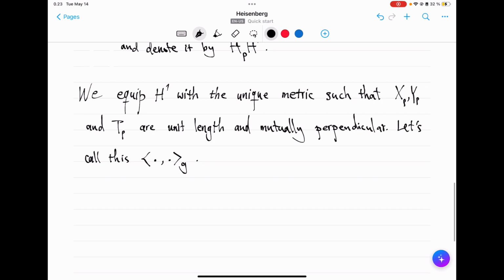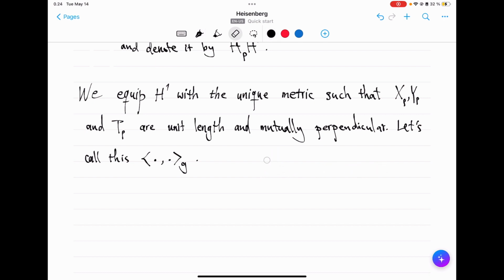If you are given a finite dimensional vector space, you can always equip it with an inner product by fixing any basis, E1, E2, E3, just a linearly independent collection of vectors, and then you can equip them with the inner product by declaring them to be orthonormal. This is what is happening here.